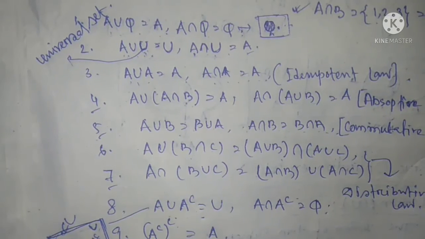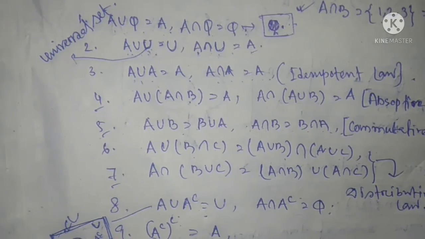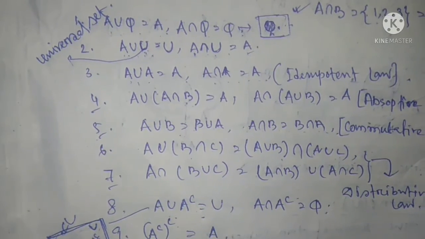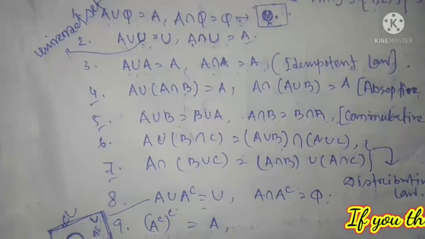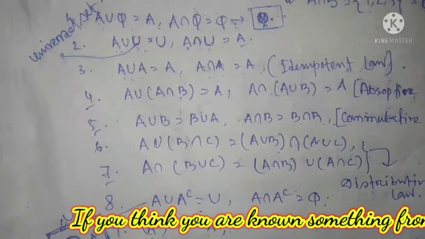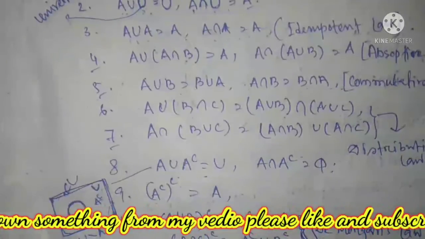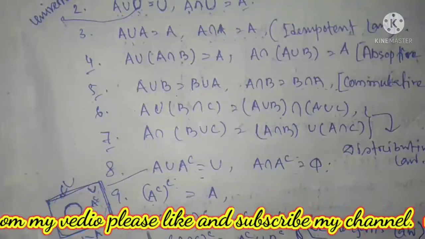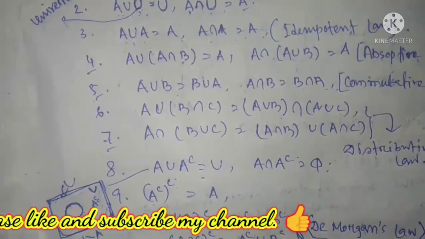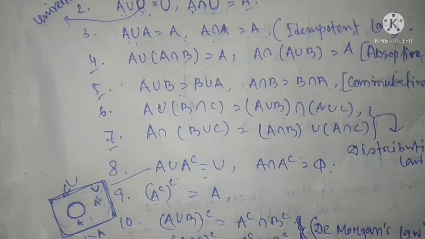Now (A union B) complement is exactly equal to A complement intersection B complement, and (A intersection B) complement is equal to A complement union B complement. These are called De Morgan's laws. Some of them we will prove now; some of the laws are proved after some lectures. Okay, bye.